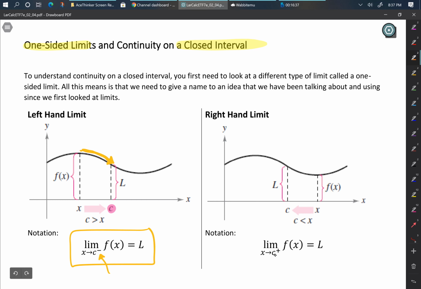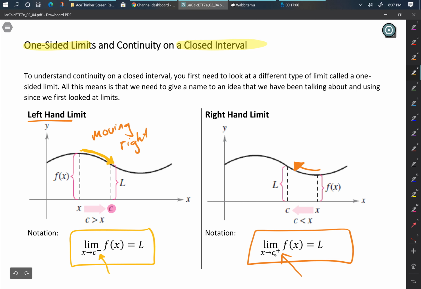Okay? If that's a left-hand limit, then what's this? Well, we're coming in from the right-hand side, so we have a right-hand limit. If we use a little negative for left-hand limits, we're going to use a little positive for right-hand limits. Now, here's where people get screwed up on this. If you are taking a left-hand limit, you are actually moving right on the graph. And if you are taking a right-hand limit, you are moving left on the graph.